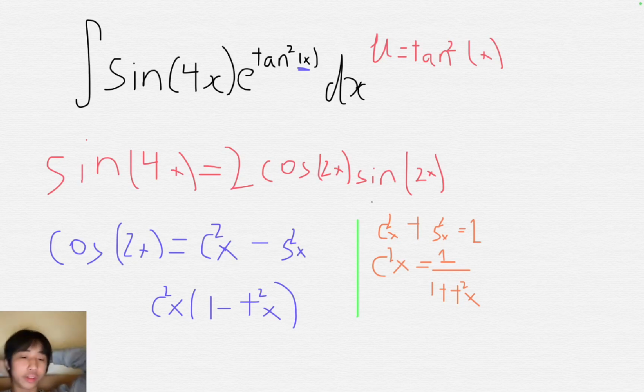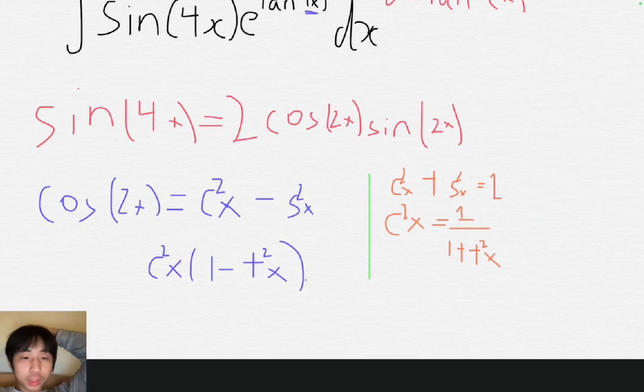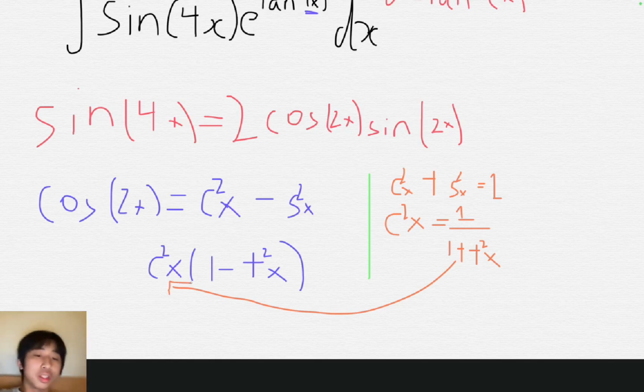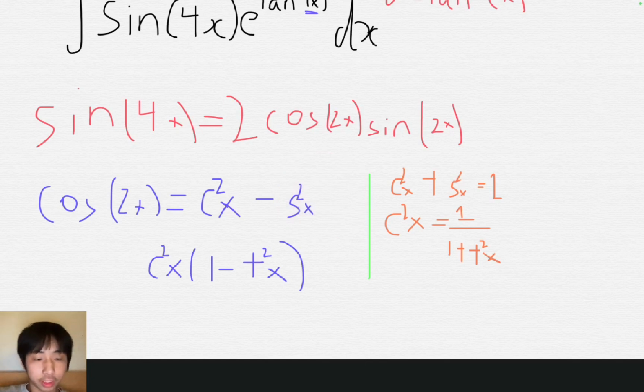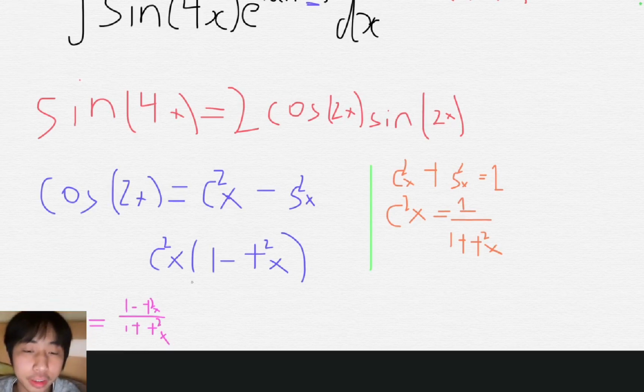You just get cosine squared x equals whatever, yeah? If you can see that, then knowing that, if you sub in cosine squared x for this cosine squared over here, you would get cosine 2x equals (1 minus tan squared x) over (1 plus tan squared x). Okay? See that? If you can follow through this entire method, then I think you can follow the rest of the video.